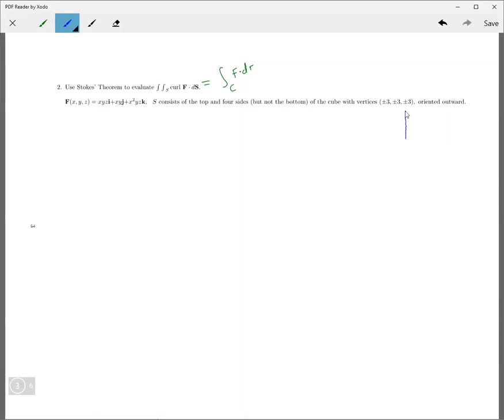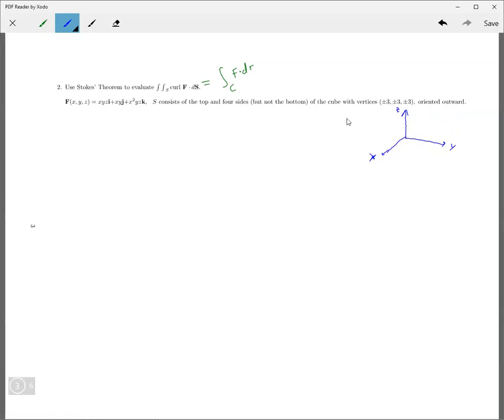Okay, so let me attempt to draw this. Let's say this is Z right here going up. And then over here we have Y coming this way, and then we have X coming that way. Okay, so those are the coordinate axes. Now, your cube has vertices plus or minus 3, plus or minus 3, plus or minus 3. So that's 8 different vertices, which is what a cube has.